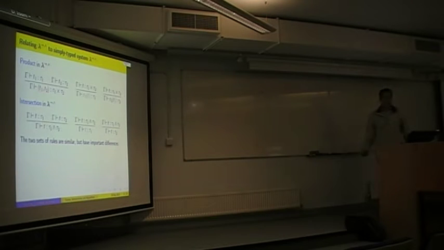Let's look at the product type in the standard simply typed system. The product introduction rule is witnessed by pairing, and the elimination rules are witnessed by projections. Now let's compare them with the corresponding introduction and elimination rules in the intersection system. Note that the witnessing terms are very simple, both for the introduction as well as the elimination rules. So these two sets of rules are similar, but there are important differences.